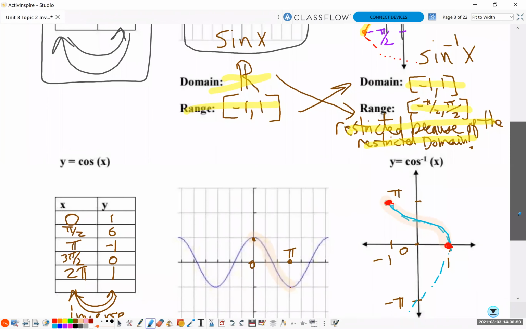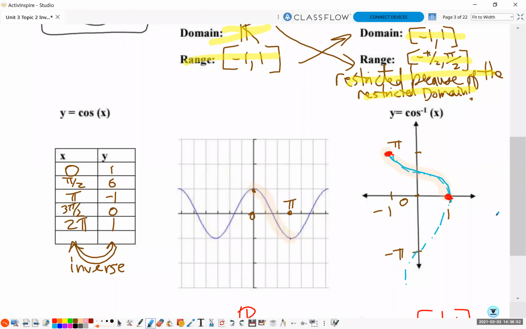I can do the same thing with cosine. I put in my x and y values. I switch x and y to create the inverse. And the inverse, if you remember, has this little -1. And again, I have to restrict the domain.